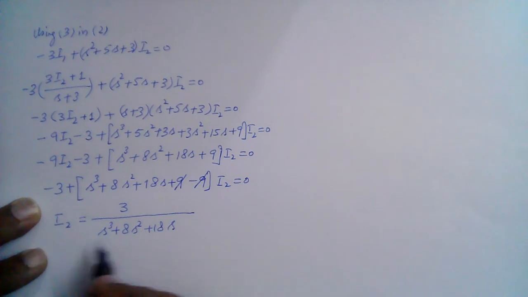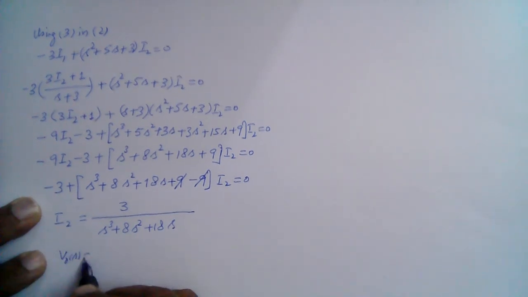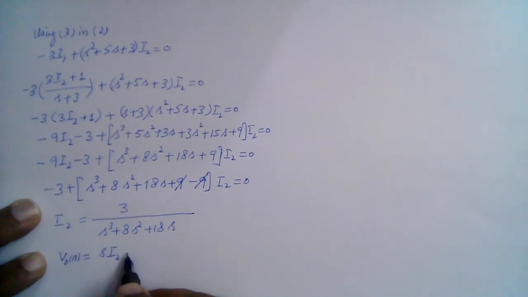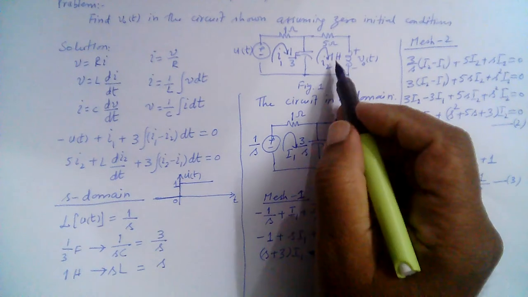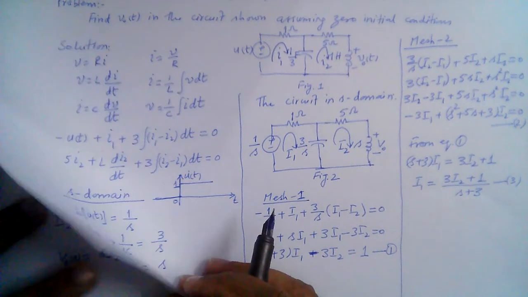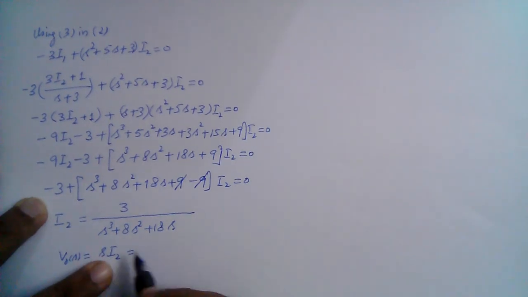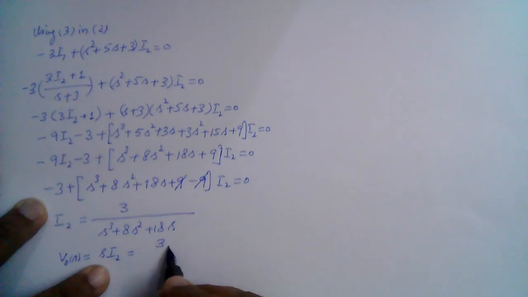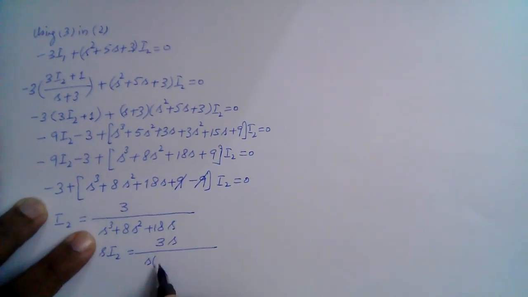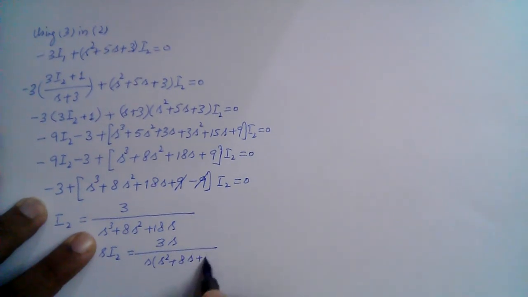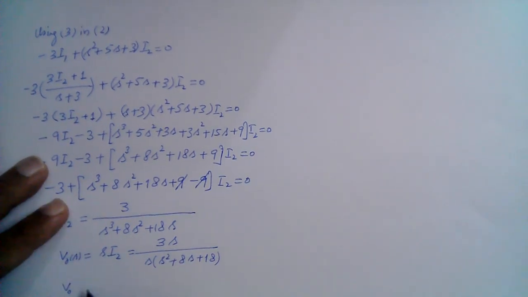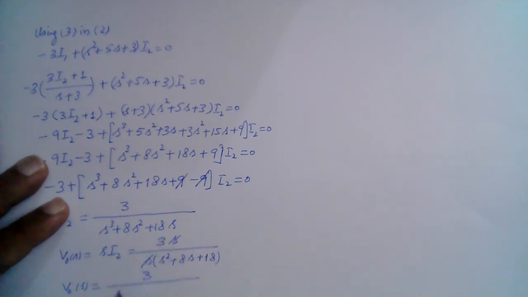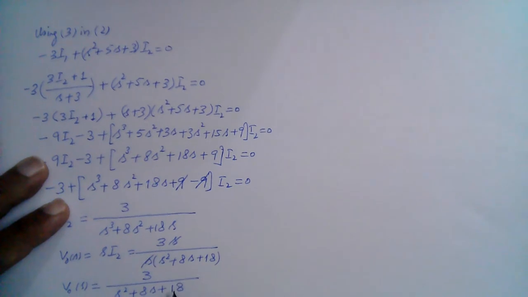So this is I2, and then V0 of S is equal to SI2, right? Because the impedance of the inductor in the S domain is SL. So this is 1 Henry, so SL is simply S. So S multiplied by I2. SLI2 is reduced to SI2. So this is multiplied with S. So this is 3S divided by, so S is common here, S square plus 8S plus 18, right? So V naught of S is equal to, this cancels out, 3 divided by S square plus 8S plus 18.